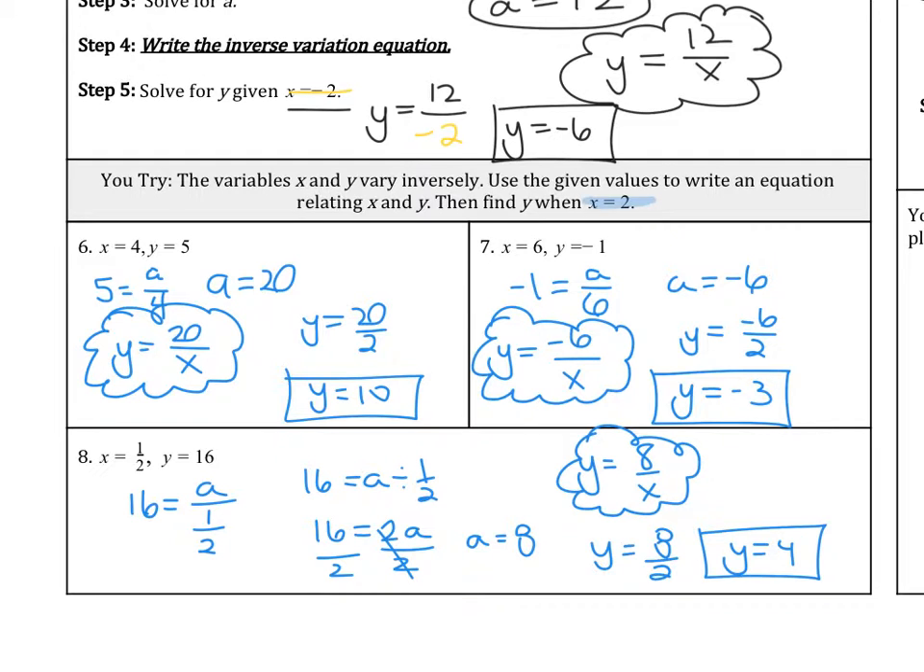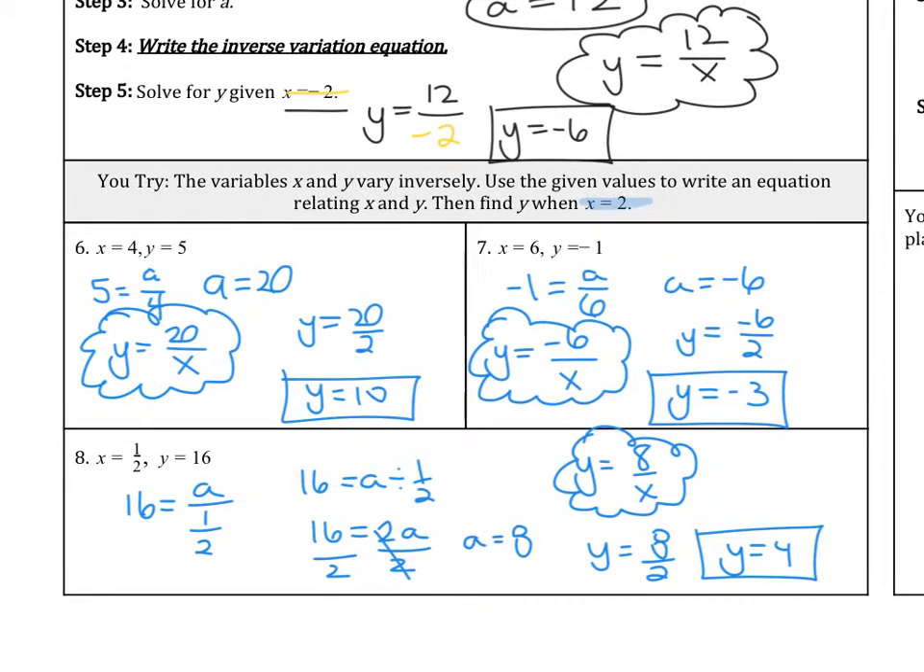So if you tried these out, you should have gotten y equals 20 over x for number 6, and then y equals 10 when you plugged it in. And then for the next one, you got y equals -6 over x, and then you plugged in 2 for that equation, you get y equals -3.